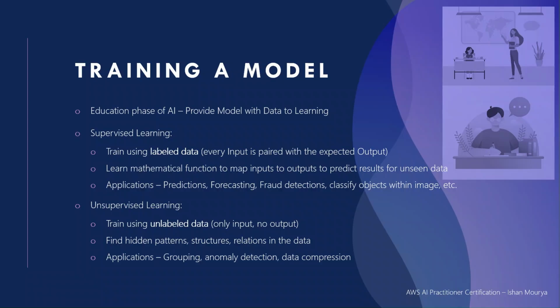So within a group or a set of images or data, you can find that this one is different, right? Because we haven't trained it with what it is, but even then it can find that this is different, or these are similar and these are different, right? So these are some of the applications: grouping, anomaly detection, and data compression as well.